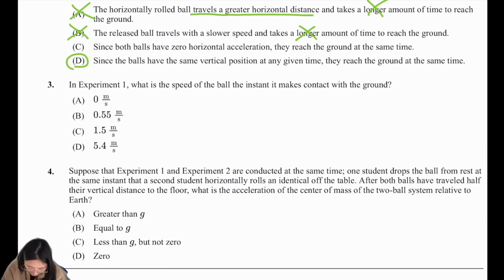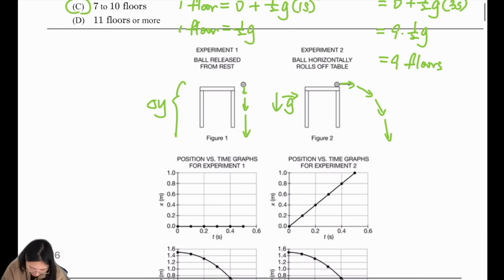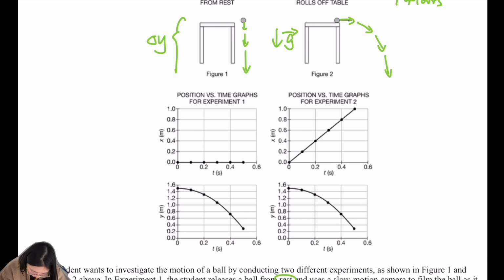3. In experiment 1, what is the speed of the ball the instant it makes contact with the ground? Okay, so in experiment 1, how we figure out the velocity is by drawing a tangent line on the position versus time graph, and then finding the slope of that tangent line. So it's going to be this linear line, tangent to the graph. And its slope is a negative value, which means it's moving downward.